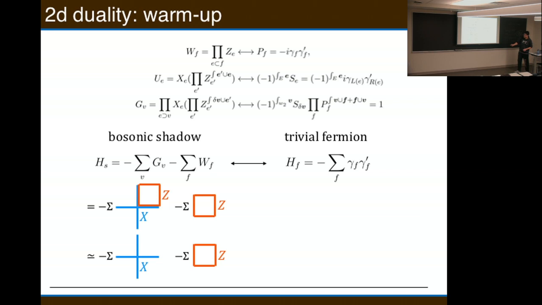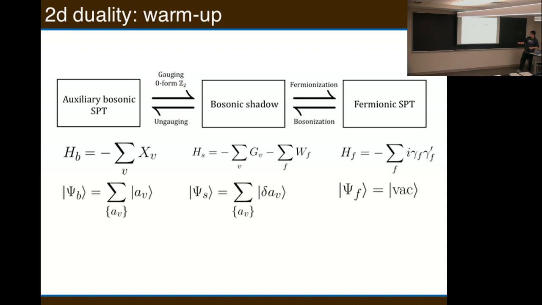So here's a 2D scheme. We have trivial fermion. We map to some toric code Hamiltonian. And after we condense, the toric code becomes a trivial Ising model. So in 2D, this kind of map is kind of boring. Here we map the trivial fermion to the trivial Ising model. But this map will become interesting in 3D. I will discuss it now.